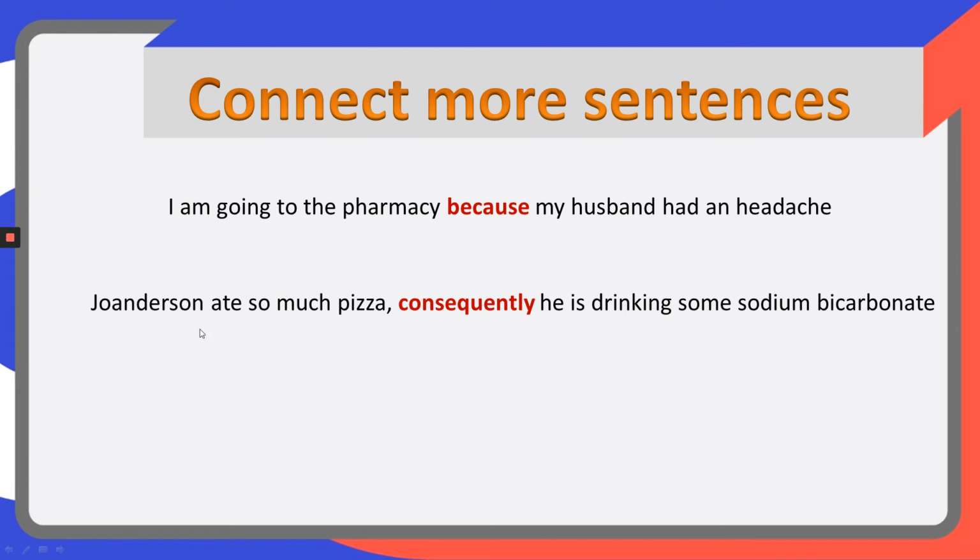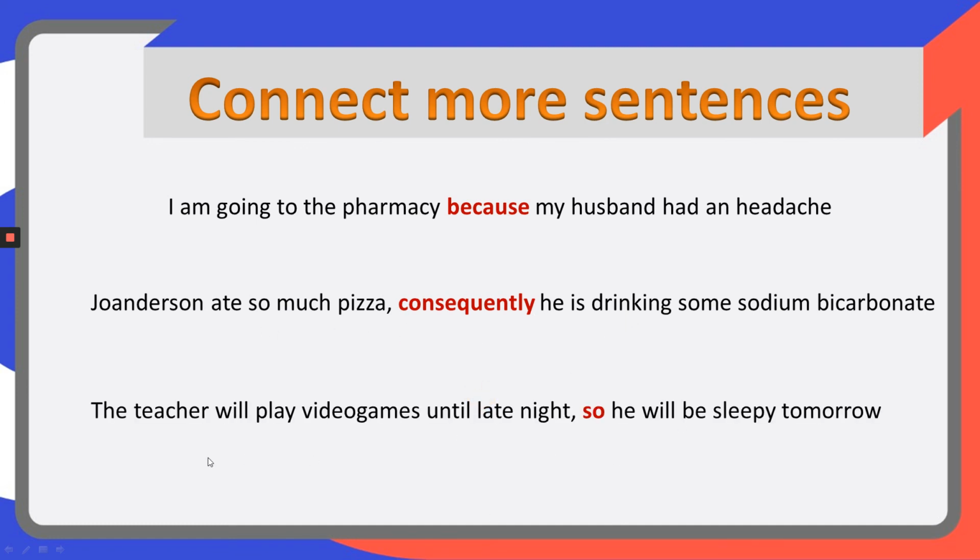See, a sentence in the simple past, a sentence in the present continuous, and then use a connector to connect everything. It's like glue. So by the moment you know the vocabulary, you know what you want to say, you just need a word to connect the sentences. See? Super simple. Other example. The teacher will play video games until late night. Okay, this is the future. So, connector of consequence. He will be sleepy tomorrow. See, now connect two sentences. Of course, both of them use the future, and I connect them with one word.